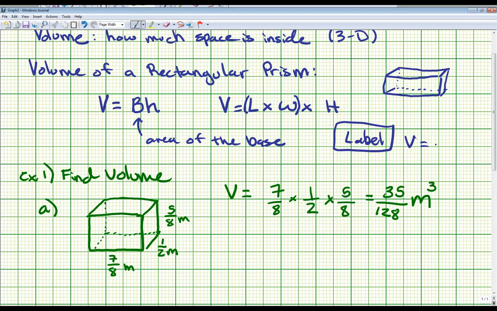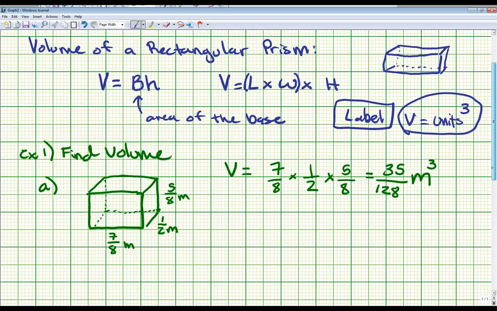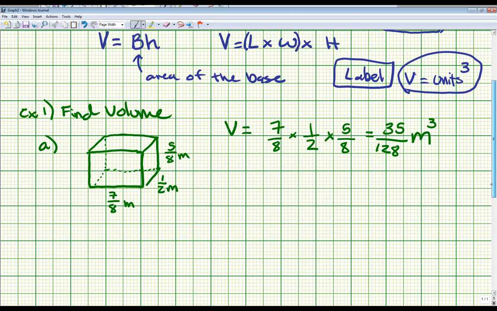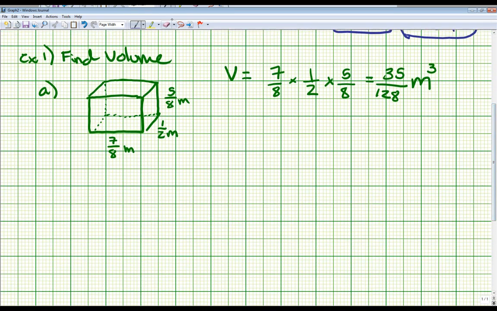The volume label is units, whatever units you're talking about, and a 3. That's very important to remember. Just like area, if you do not label correctly, I would mark it wrong on a test. So now we'll go back to this example.